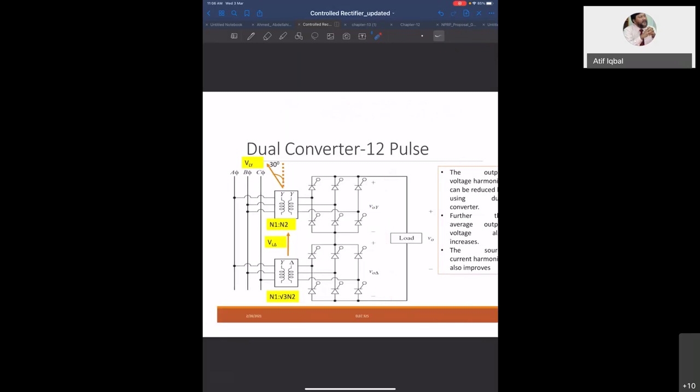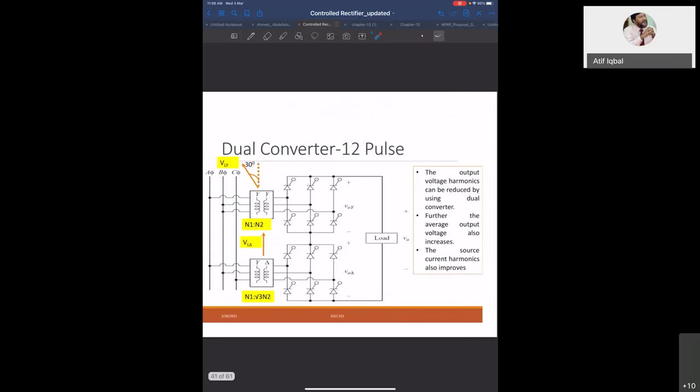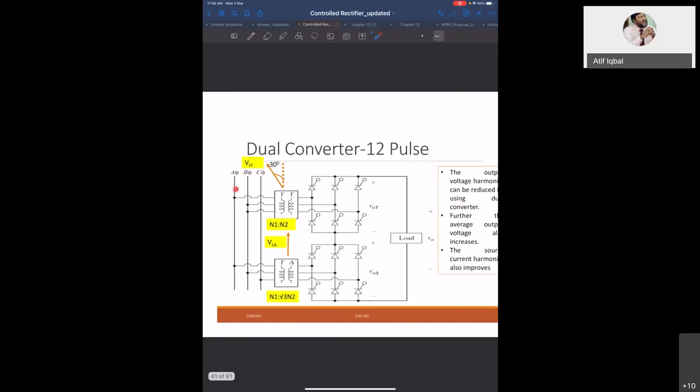So the higher the harmonic number, the easier the design of the filter is in any system. The output voltage harmonics can be reduced by using a dual converter, so we reduce the output harmonics by increasing the order of harmonics. Further, the average output voltage also increases, because it is now the sum of these two voltages. The source current harmonics also improve. We will see that the current that the converter draws from the grid will also be improved.